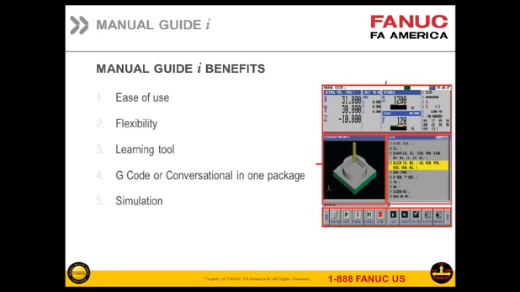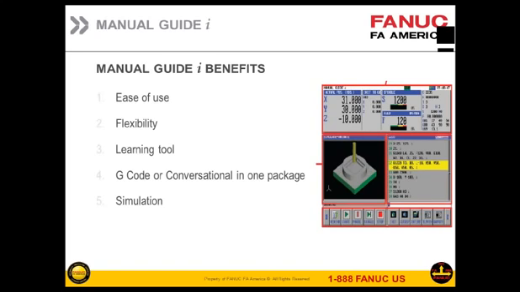Also, Manual Guide I is a learning tool. As you make programs and produce all these G-codes, when you're in the edit mode and you scroll down through a particular program and put the cursor over a certain spot, it will give you an explanation of what that G-code or M-code is. So that's very good for your operators or programmers who might not necessarily know what all these G-codes are. It'll give them an explanation of that.